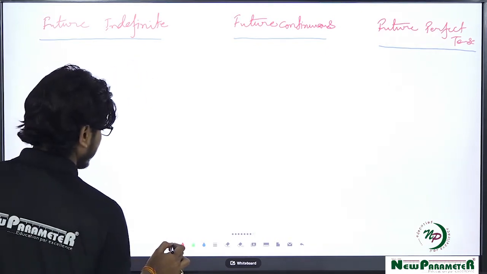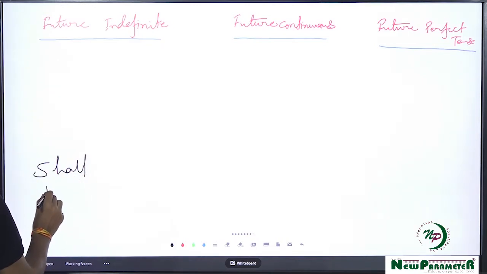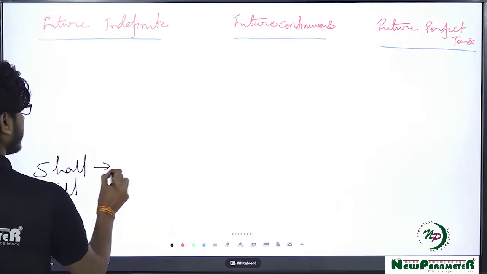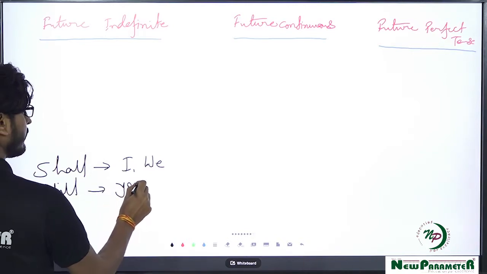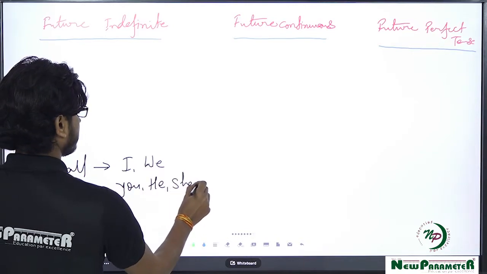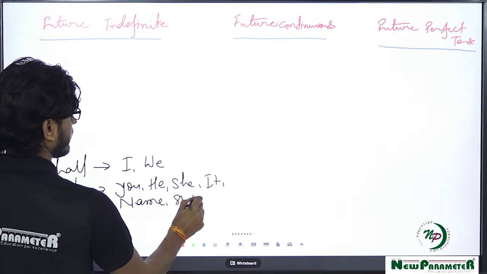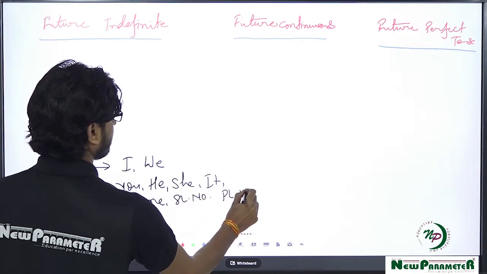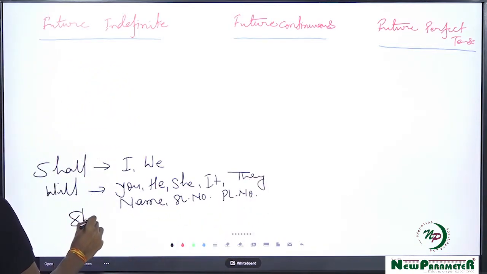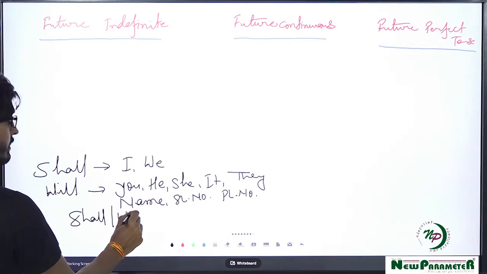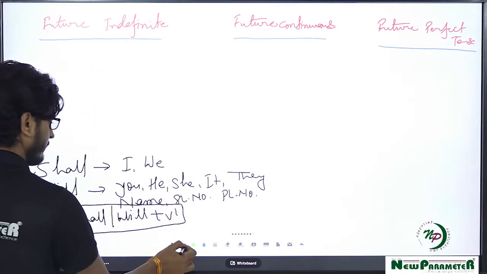There is a helping verb, that is I write here shall and will. Shall is basically used for I and we and will goes with you, it, name, singular number, plural number and we can also write here they. Okay, and whenever we use shall and will, generally we use the first form of the verb but there is a little variation. We'll see it very soon.